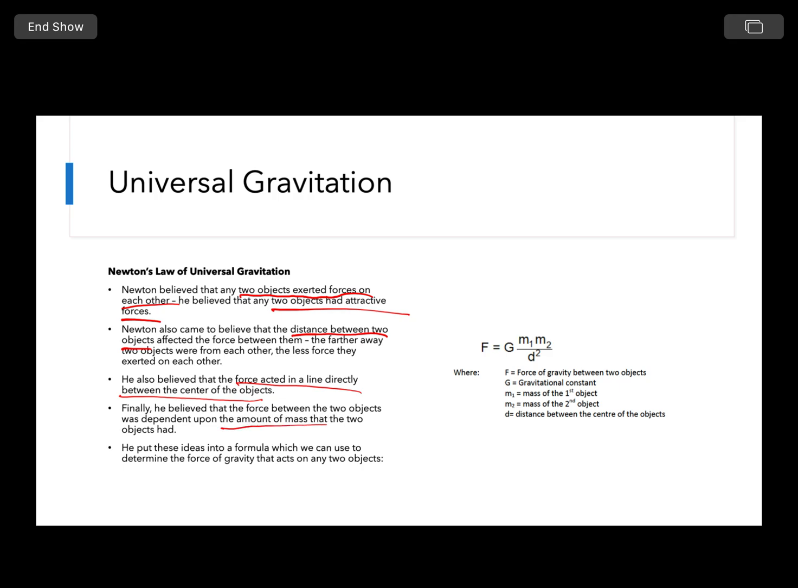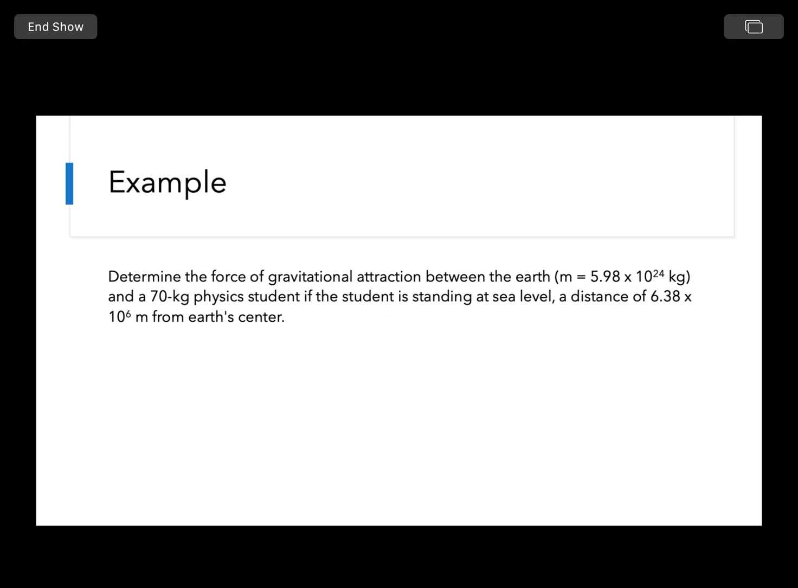We said it's dependent upon the amount of mass. So we put this together into a formula, and with a little bit of extra study, he comes up with this. It comes down to some sort of gravitational constant times the two masses divided by the square of the distance between the centers of the objects. So let's take a look at this. All right, so we're going to use this formula.